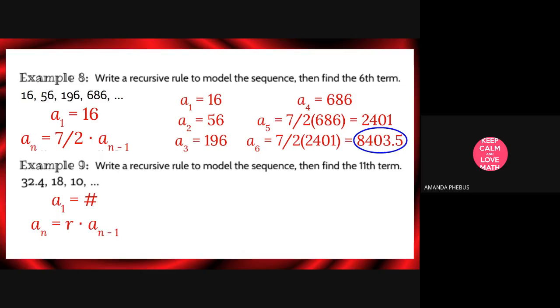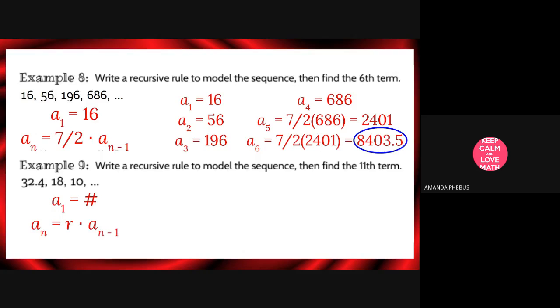All right, so here we're going to find the 11th term, so we're going to have to do a little bit more work. I think I talked about it in the last video. It's going to be a little bit more tedious, but it's not too terrible. It's pretty much just typing the same thing in the calculator over and over again, right? So we're going to write a recursive rule to model the sequence.